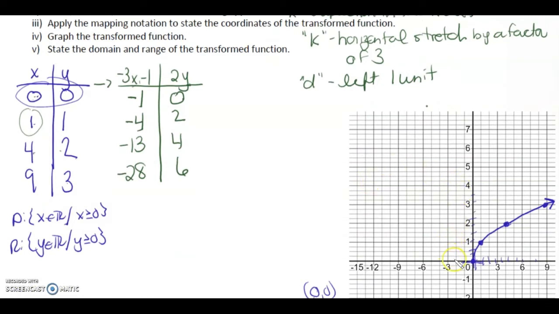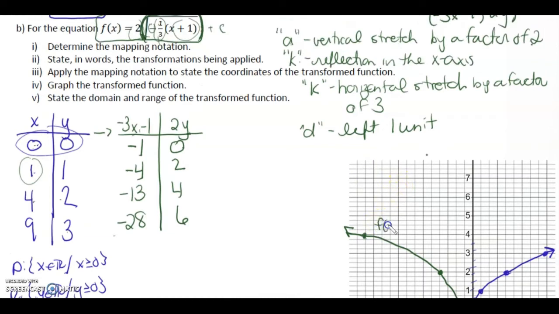And let's go ahead and graph. So negative 1, 0, negative 4, 2, negative 13, 4. And then that one's too big to fit on here, which is okay. Sometimes we don't want to zoom too far out on the graph. So we just have our 3 points here. And let's label our graph. So this is f of x equals 2 root negative 1/3 x plus 1. And our blue graph is f of x equals root x.